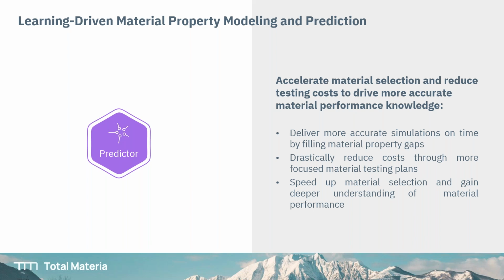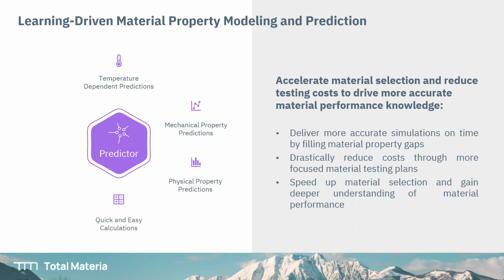drastically reduce the cost of material testing plans, because tests are consuming a lot of time and money. Predictor will help you with that, and will give you the results in seconds, and then you can speed up material selection and gain a deeper understanding of material performance: temperature dependent predictions, mechanical property predictions, physical property predictions, as well as quick and easy calculations, tailored chemical compositions.